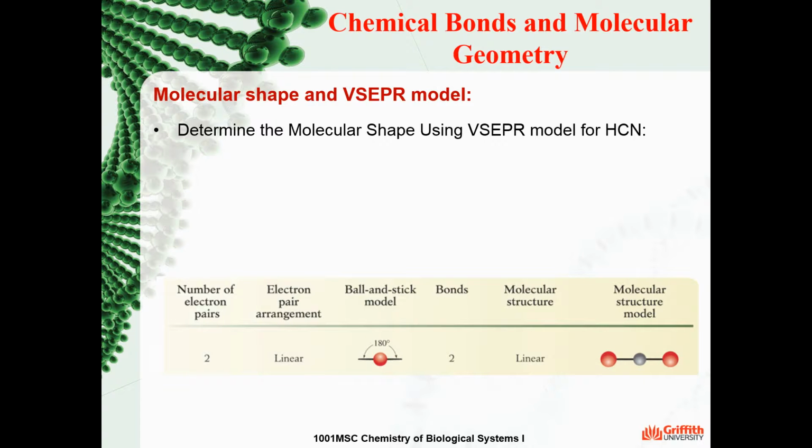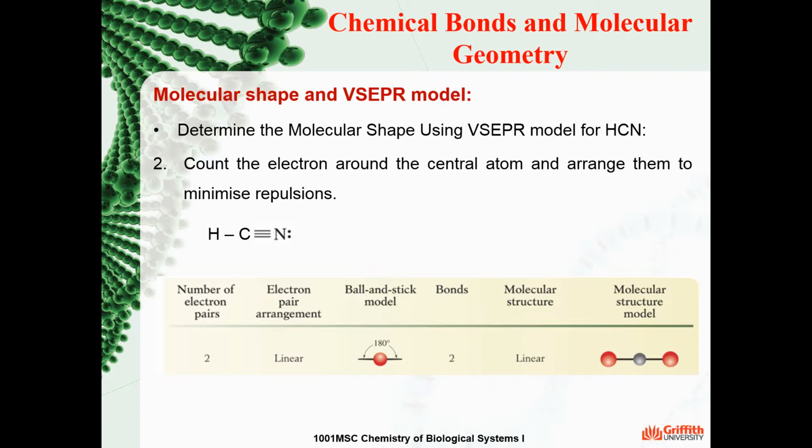Now we use the VSEPR model. Count the places of electrons around the central atom. We have electrons between the hydrogen and the carbon, and we also have electrons between the nitrogen and the carbon. Remember that the triple bond is counted as 1 place. So in total, we have 2 places of electrons. From the table we see the electron pair arrangement is linear and the bond angle is 180 degrees. The number of bonds is 2 because the carbon is bonded to the hydrogen and the nitrogen. So the molecular structure is linear.